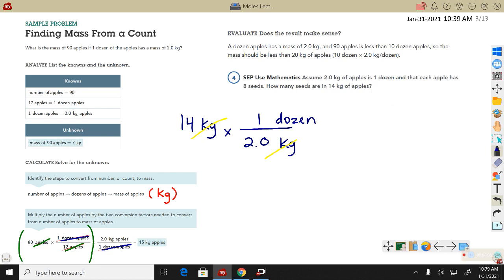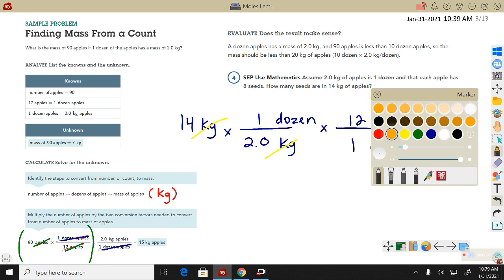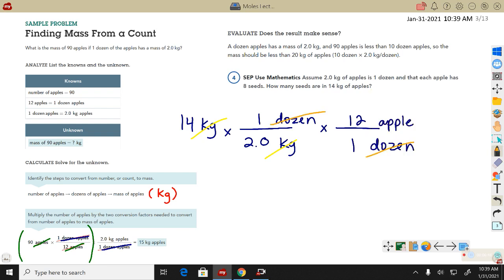Okay, now I see that each apple has 8 seeds. Well, that means I don't want this by dozen apples. I want to cancel dozen. I want this per apple. Could I say that there's 12 apples in 1 dozen? Sometimes it's helpful to put the units in. And then let's see what that would do. So dozen and dozen would cancel.